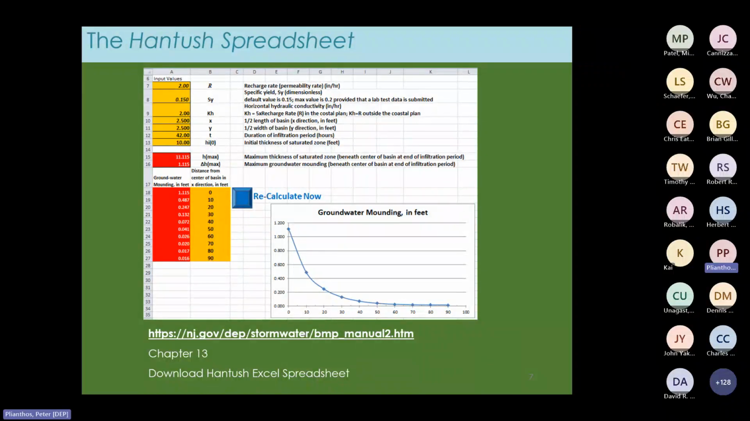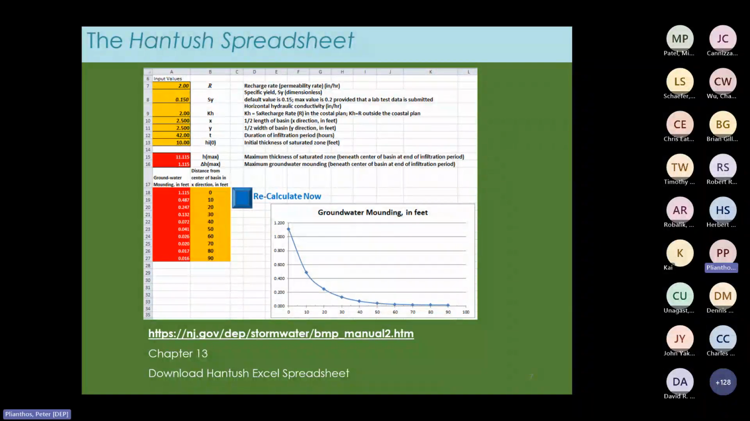This is a screenshot of the Hantush spreadsheet. If you have used the spreadsheet in the past, you may find this spreadsheet a little bit different from the spreadsheet that was posted on the USGS website. That's because in March 2020, DEP published and adopted a new BMP manual chapter titled Chapter 13, Groundwater Table Hydraulic Impact Assessments for Infiltration BMPs, which provides both detailed guidance regarding the input values and examples illustrating how to conduct the groundwater mounding analysis.